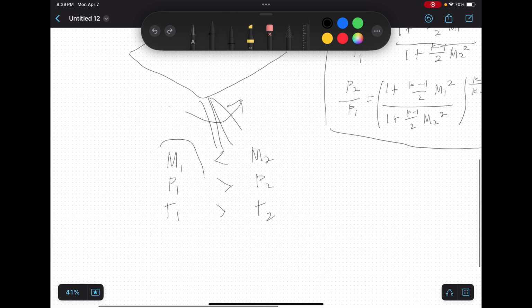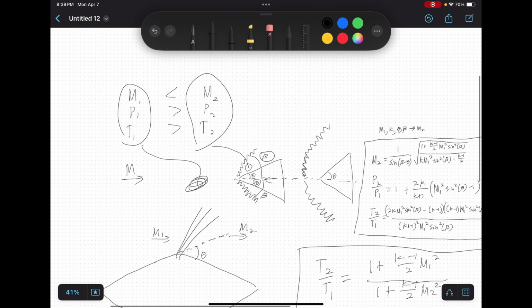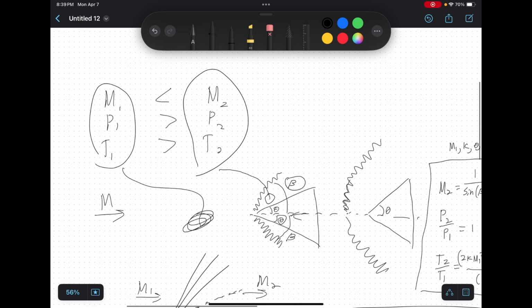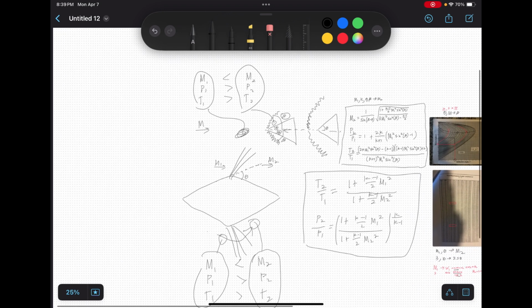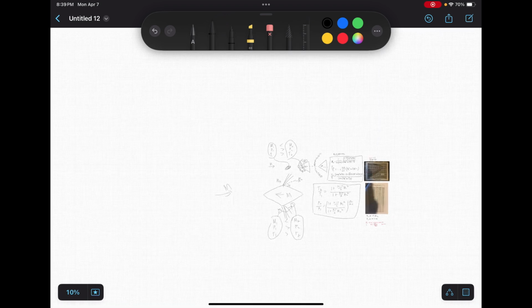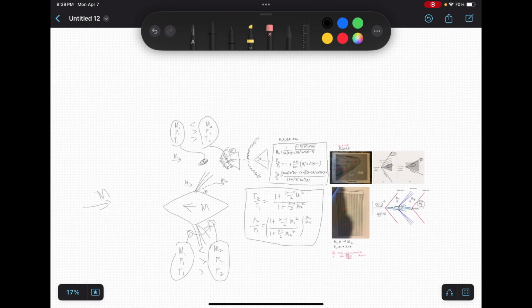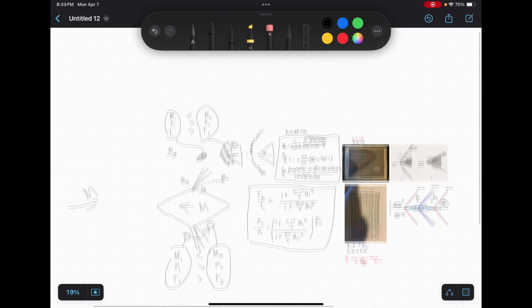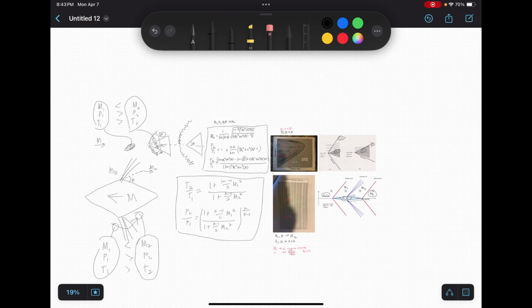Let me draw that. So that's like over here. And these are like over here. Cool beans. And again, this is moving that way with a Mach number, and air is moving this way with the same Mach number, but in the opposite direction. I think that's literally it. Cool beans. All right, I wanted to mention one more thing.